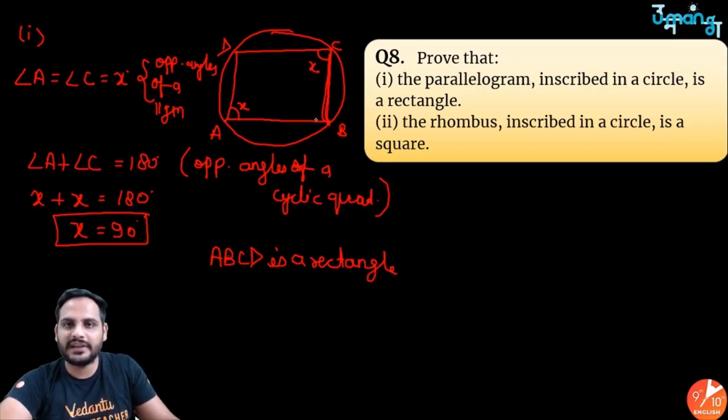Angle A and angle B will be supplementary in a parallelogram. So ये भी 90 हो गया. This is 90 and opposite angles are equal. So all the angles have become 90 degrees. So it is a rectangle.